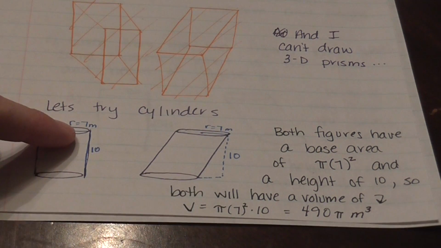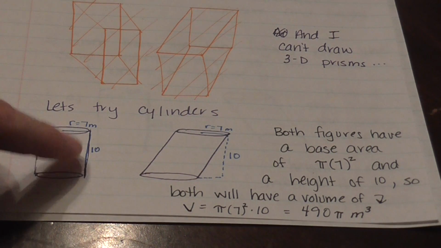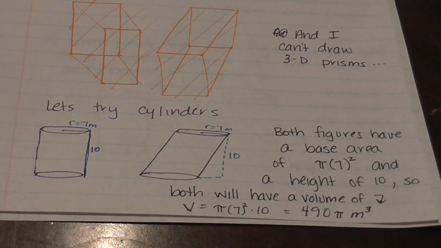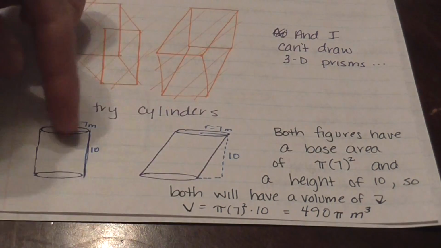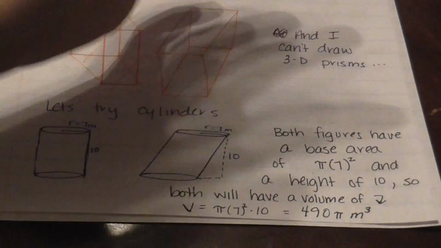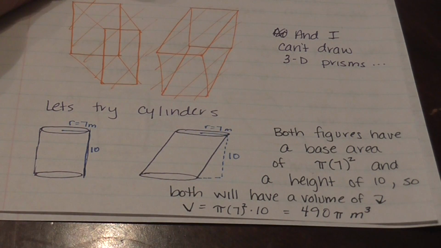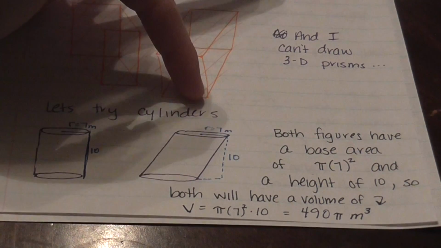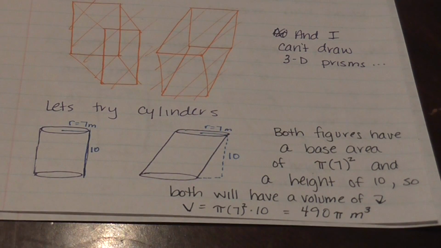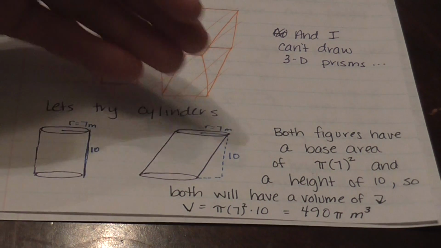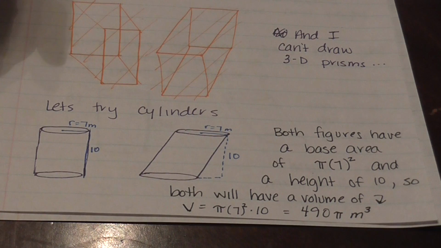So if they both have a radius of 7 and a height of 10, then they're going to have the exact same volume. So you're going to plug in, your base area is going to be pi r squared for both of them. So pi times 7 squared, or 49 pi. And the height is 10 for both, so you're going to plug in 10 into the same spot in both of them. So your volume is just pi r squared times 10 in both instances. So it's 490 pi cubic meters.